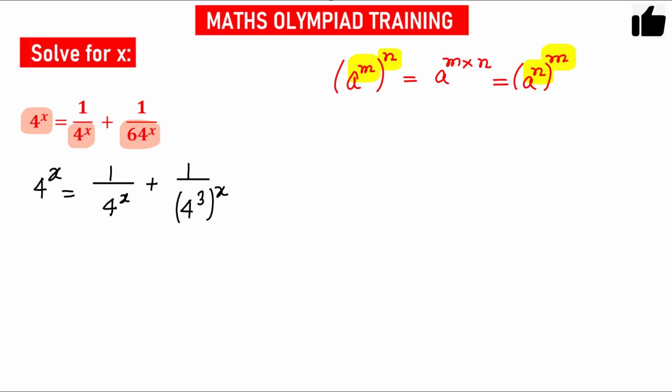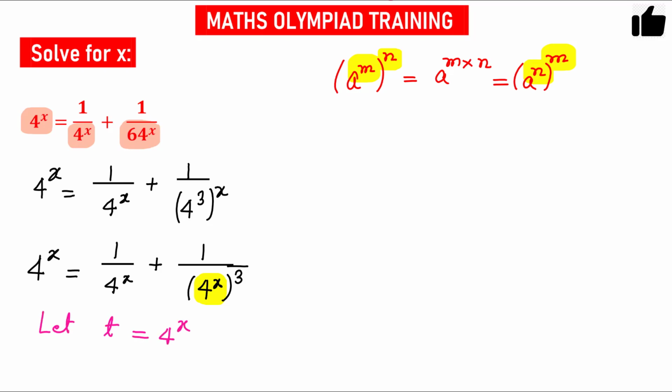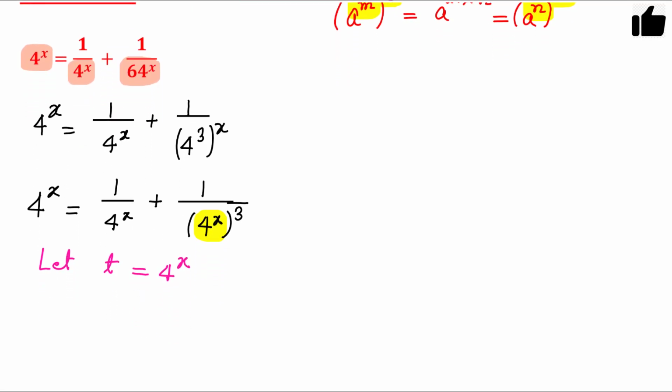So let us apply this rule. So we will have 4 raised to the power x is equal to 1 by 4 raised to the power x plus 1 by 4 raised to the power x, raised to the power 3. Now understand why I used this change of exponent, because now here also you have 4 raised to the power x. And everywhere you have 4 raised to the power x. So now I can make a substitution. So let us make a substitution, t is equal to 4 raised to the power x. So with this substitution, what we will have? We will have t is equal to 1 by t plus 1 by t cube.